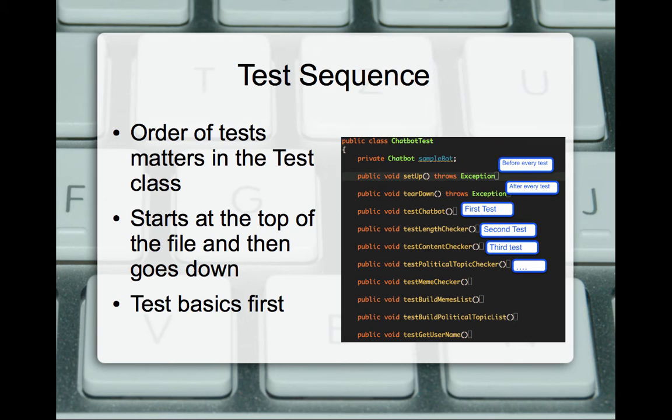And so we want to make sure, like I said, we test our basics first, aka we have our chatbot constructor test would be the first thing we would test. Then we check the components of things that happen inside the chatbot constructor or methods that are dependent on the constructor, and then go down and check every method from there on out.